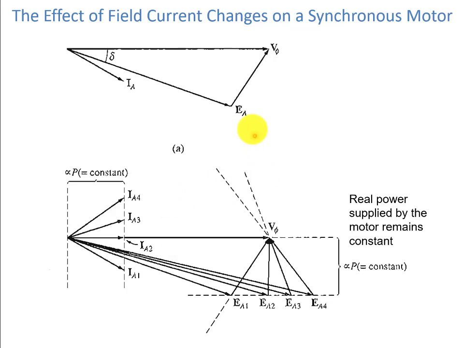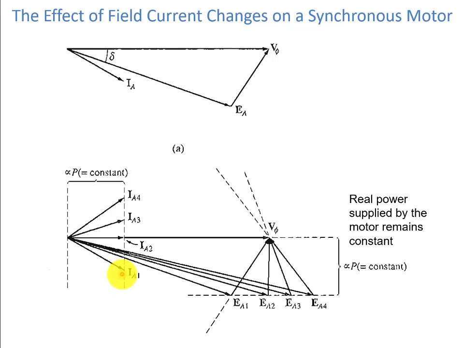So what happens if we just change the field current of this motor? To start with, let's assume that initially the motor has the lagging power factor IA and it's operating at this IA current with the lagging power factor. Now, say this is the starting point, IA1. Obviously V phase is constant because we are not changing any terminal voltage.